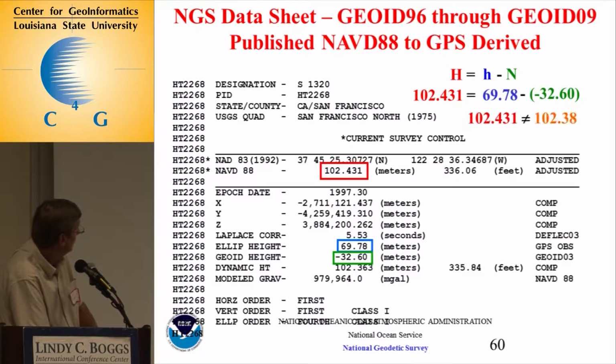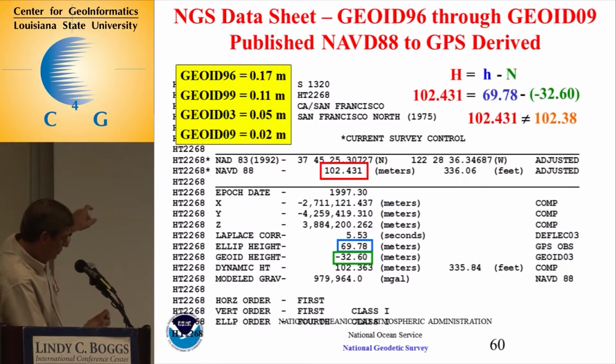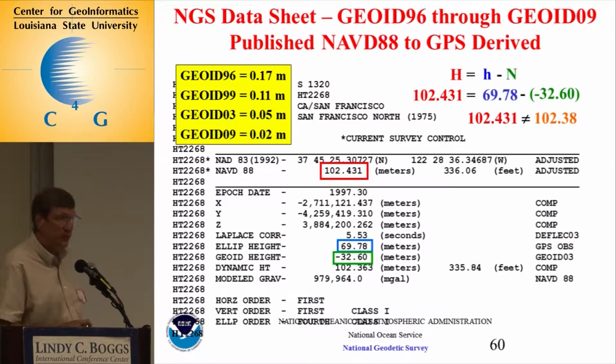Okay, in this case, they're not equal. But what I wanted to show is this. This is the difference from Geoid 96, 99, 03, and 09. And you can see, for this station, that's what those differences are.